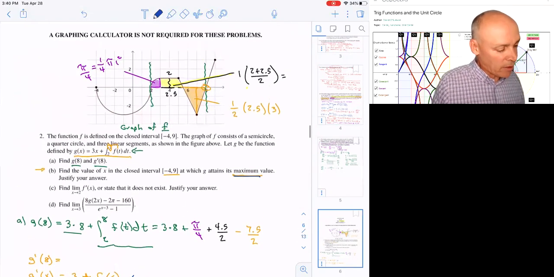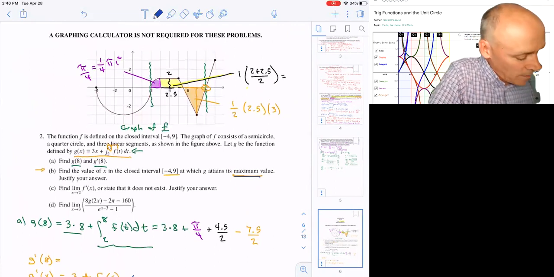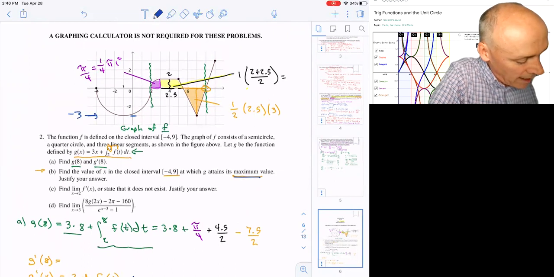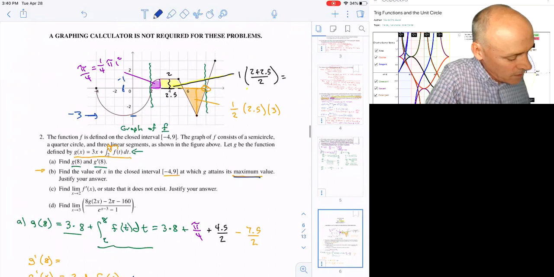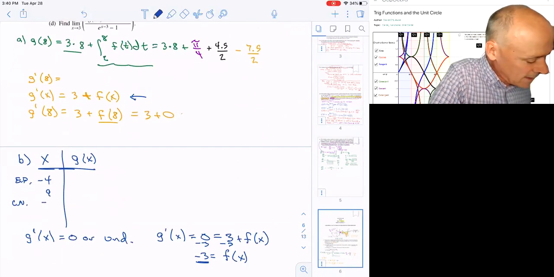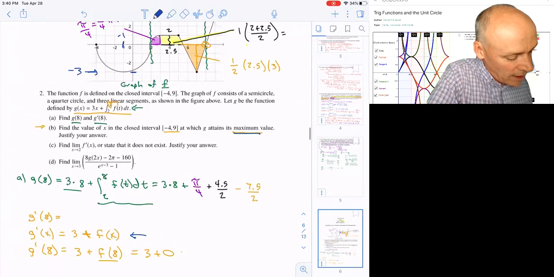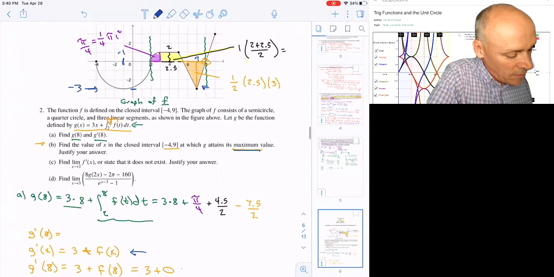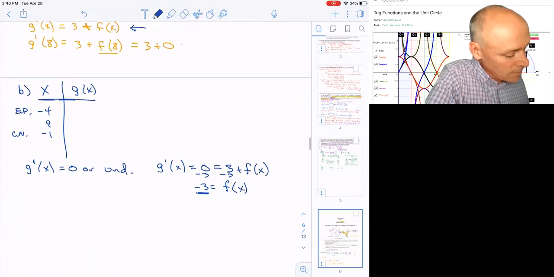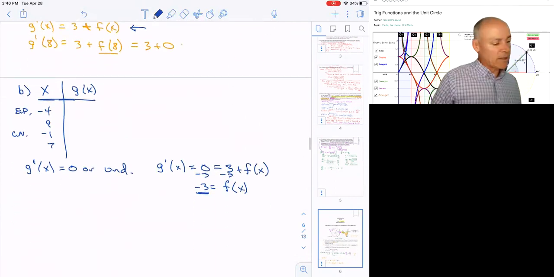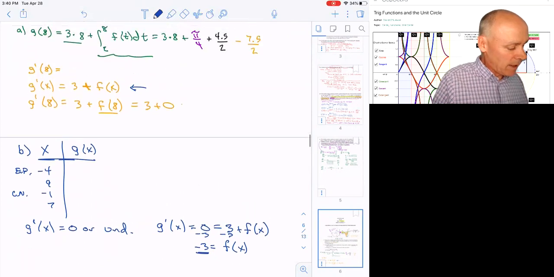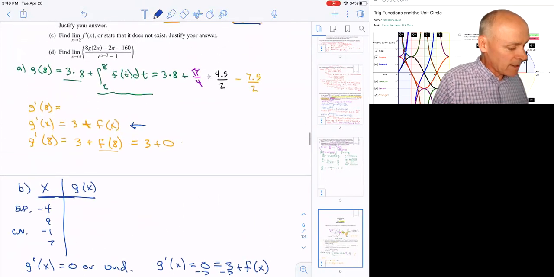So I'm looking at my graph of f of x. Negative 3 is right here. That's negative 3. Ooh, it's negative 3 at an x value of negative 1. So I'm going to add that to my table. And it's also negative 3 right here at an x value of 7. So it looks like I got to look at 4 x values. So I'm going to plug those into g at x.